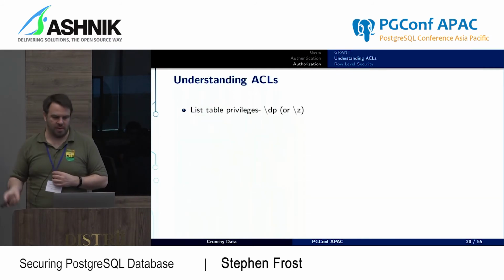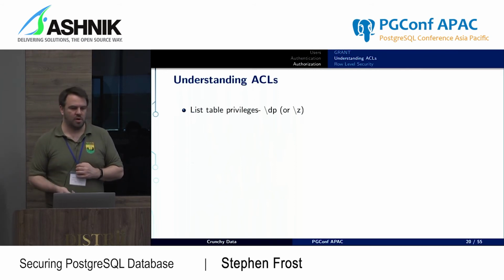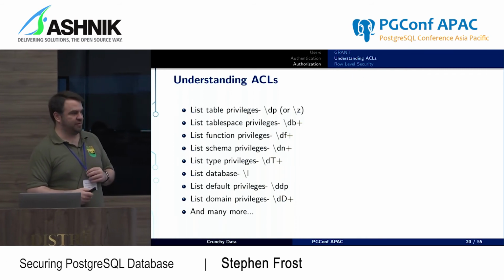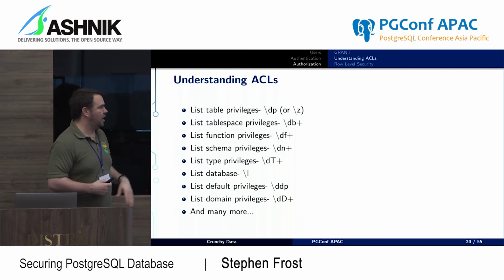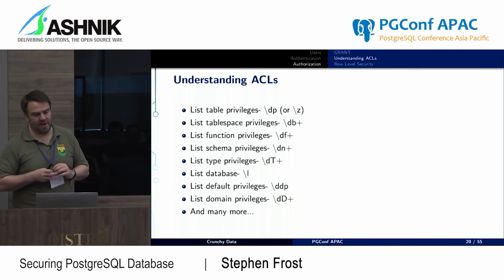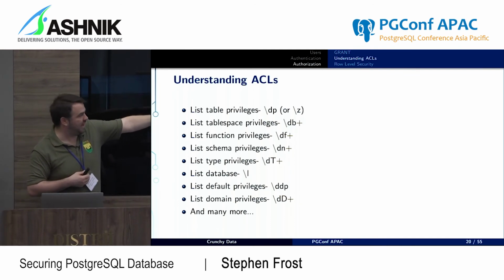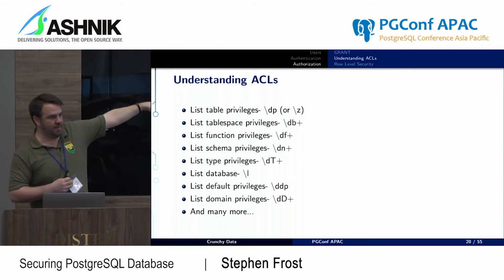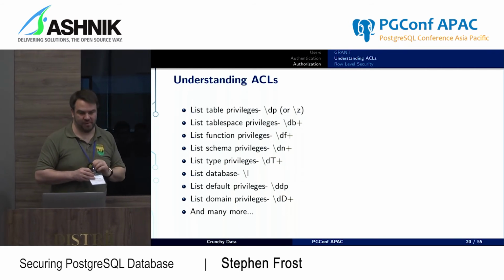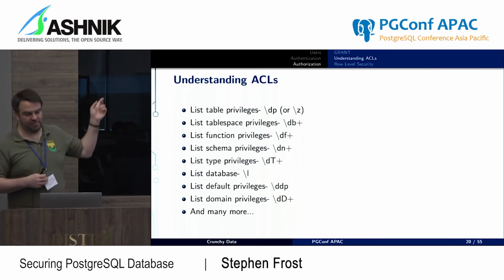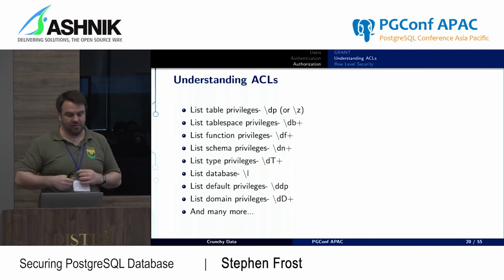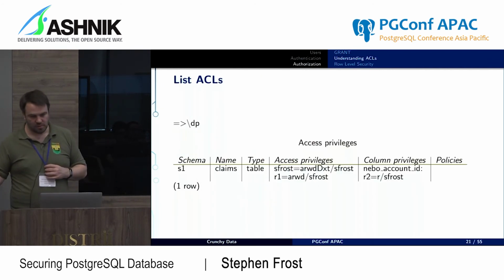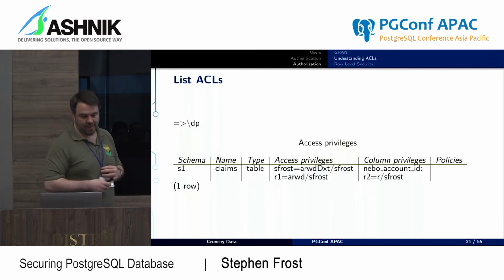All right, so let's talk a little bit about viewing these ACLs. These are all the different ways to look at ACLs in psql, and in fact there's a whole bunch more. The particular ones that I want to highlight here are \ddp, which gives you a list of the default privileges, \dn+, which gives you a list of the schema privileges, and \dp, which gives you a list of the privileges for tables and other regular objects. So here's what that looks like. Looks like a bunch of gobbledygook, doesn't it?